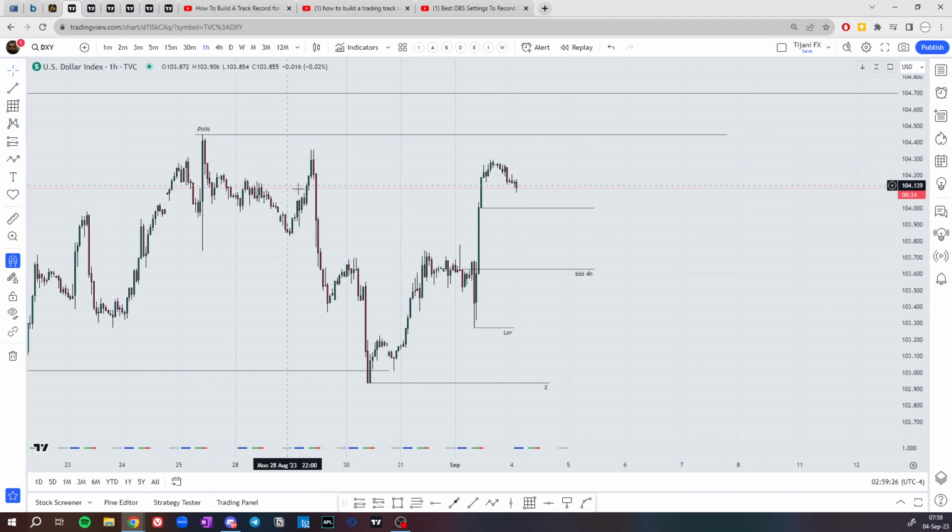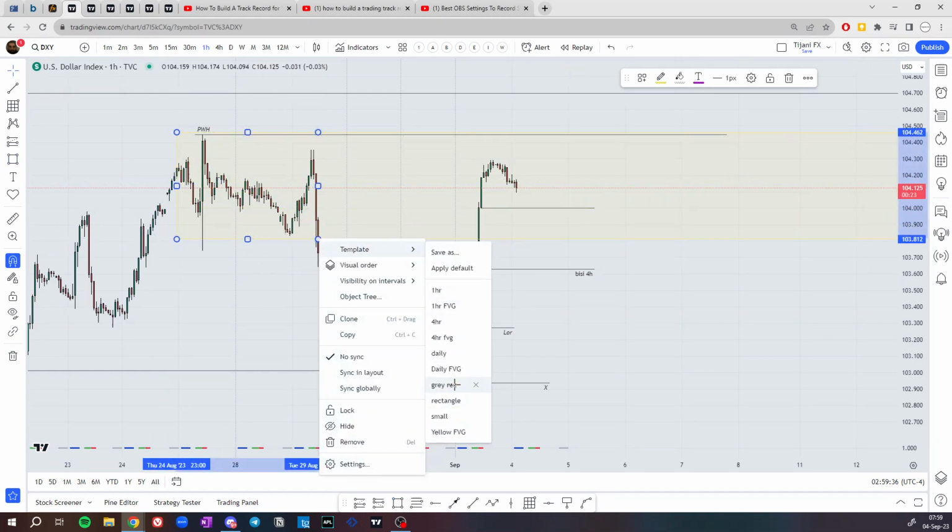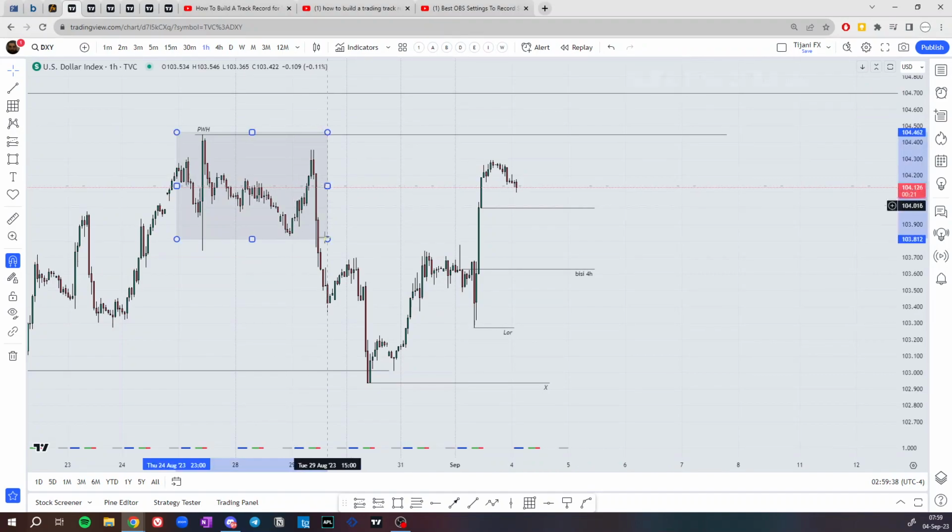And we have the market maker buy model. I mean by that we have the original consolidation here, right?